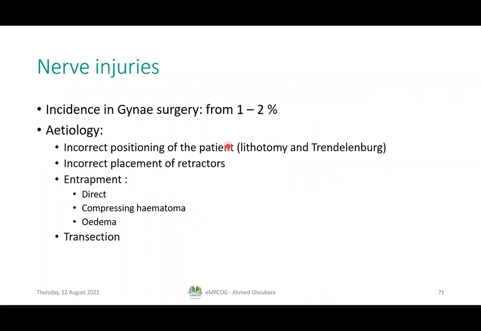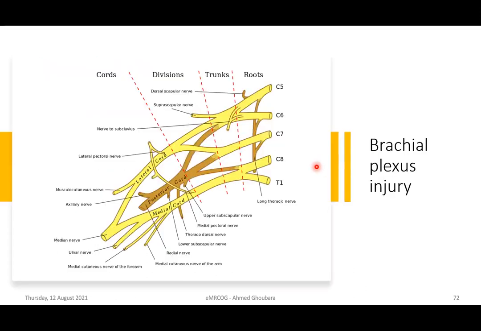So nerve injuries of gynecology, there are many pathologies for nerve injuries, like direct compression, direct cut, entrapment, incorrect placement of the trocars, edema, compression of hematoma, transection, okay? Incorrect positioning of the patient, this is what you need to take care of, okay?